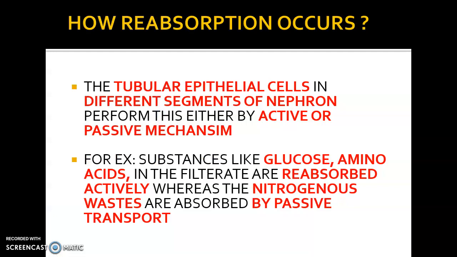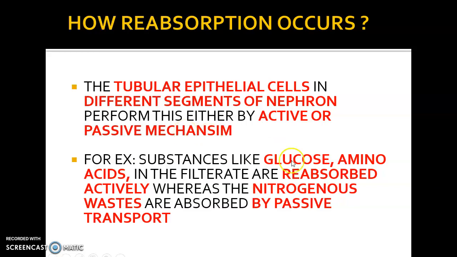So the main part of the nephron which is responsible for the reabsorption process is your PCT, to some extent your Henle's loop, your DCT, and the collecting duct. So the tubular epithelial cells in different segments of the nephron perform this either by active or passive mechanism. We know that the renal tubule is made up of epithelial cells, so the tubular epithelial cells in the different segments of the nephron will absorb the nutrients either by active or passive mechanisms.